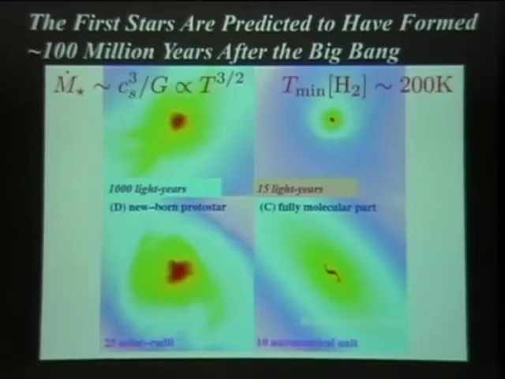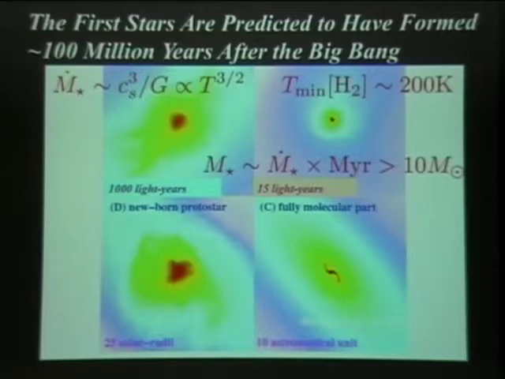And if the minimum temperature is of order 200 degrees Kelvin, because that's the minimum temperature at which you can excite the levels of molecular hydrogen, then you end up with a characteristic mass for the stars. And the mass is the accretion rate that you get at this temperature of 200 degrees Kelvin times the time it takes a star to burn its nuclear fuel and either explode or collapse, which is of order a few million years if we're talking about massive stars. And so you do end up with very massive stars, which have a mass of more than 10 solar masses and could have masses of order 100 or several hundred solar masses, much more than the characteristic mass of stars in the local universe.